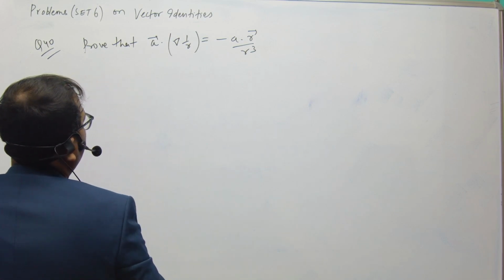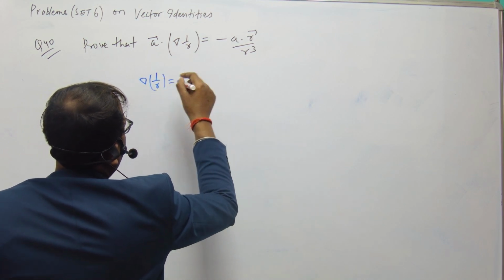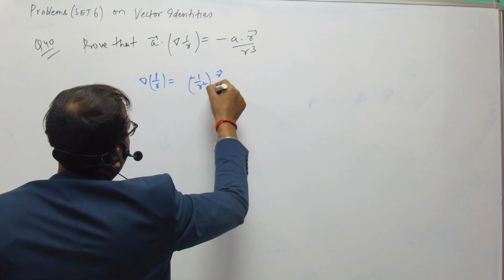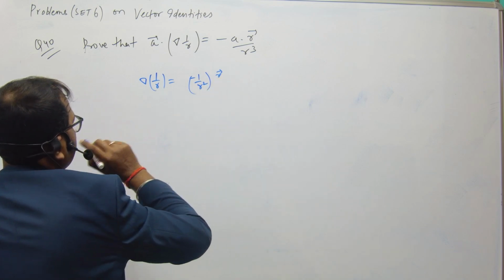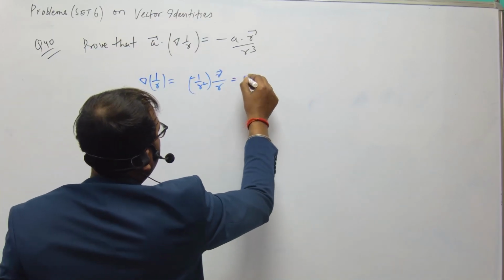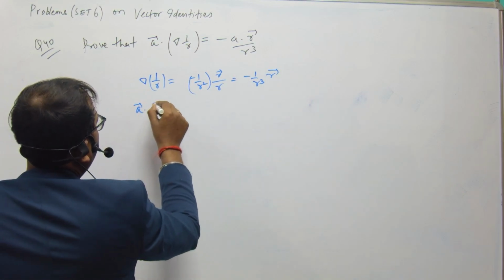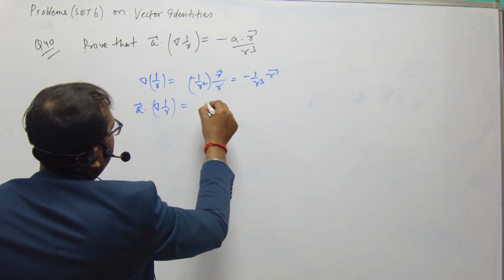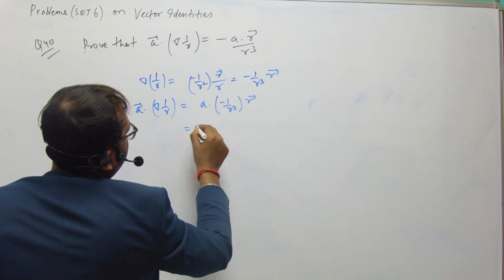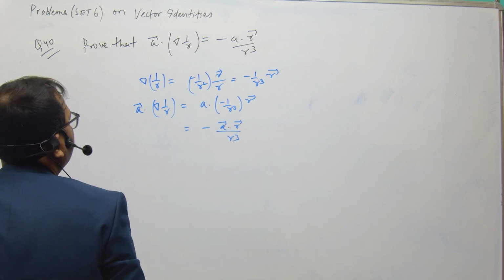So we have del of 1 upon r equal to the differentiation of 1 upon r, this is minus 1 by r square into the gradient of r, this is r vector upon r, equal to minus 1 upon r cube r vector. So we have a vector dot del of 1 upon r, a dot minus 1 upon r cube r vector, equal to minus a vector dot r vector upon r cube. Is it clear?